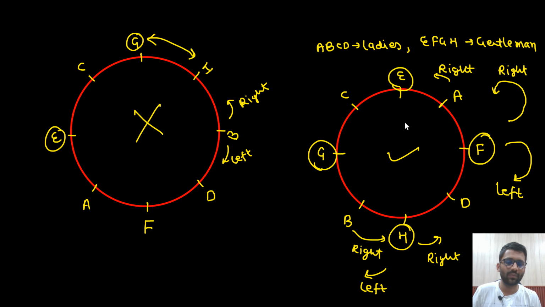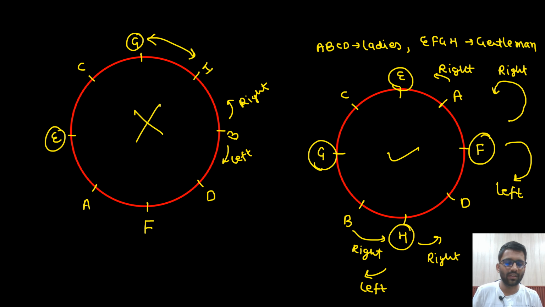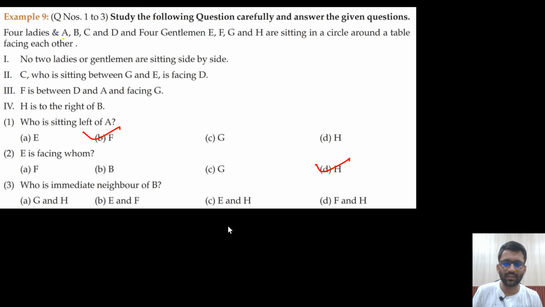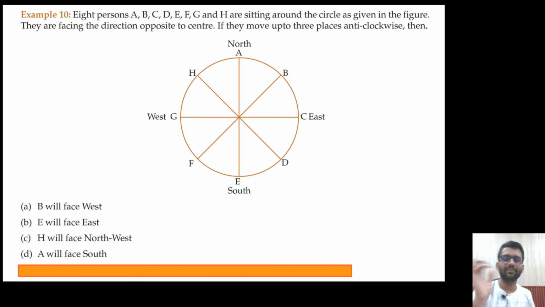E is facing whom? E is facing H. Who is immediate neighbor of B? Neighbor of B are G and H. So that's it. This is how you will be doing the answers. Okay, so you need to make sure that all the conditions are satisfied. So whenever you make a particular combination, you always need to re-verify if it is being satisfied by all the conditions or not. Okay, let's move towards the next one.